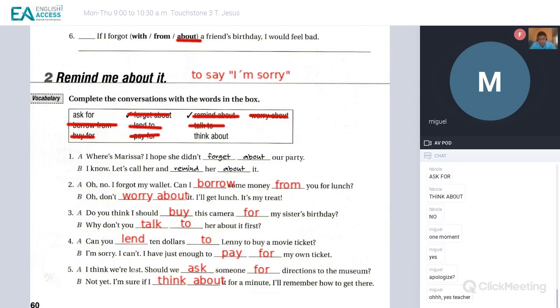Is there another one? Yes, Fabi. Another question? Okay, can we continue? Perfect. So let's go to the student's book, please.